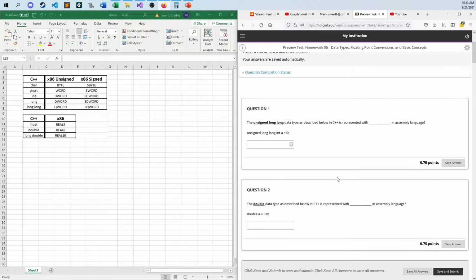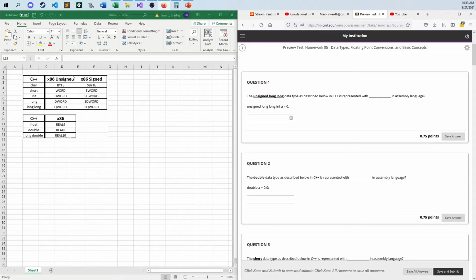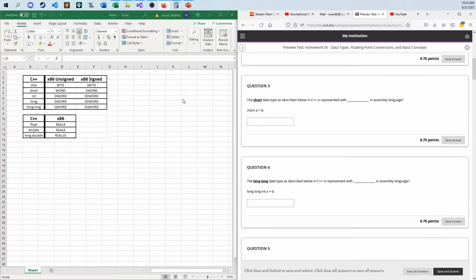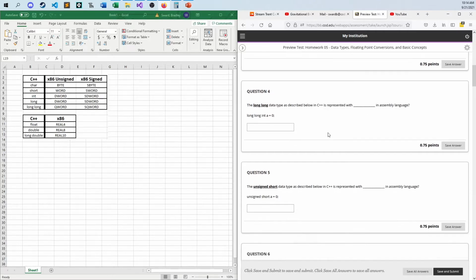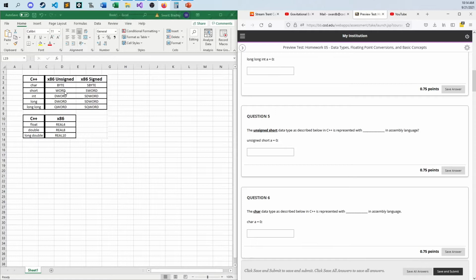So now this chart makes these problems a little easier, because an unsigned long will be a Q word. So unsigned is the de facto default type for x86, which is the opposite, right? A character, a short, an int, a long, long long are all signed by default, but by default in x86, everything is unsigned. So unsigned long long is just a straight up keyword. A double is a real eight. A signed short is S word. A long long, that's a signed long long, that's an SD word. Unsigned short is just a plain word.